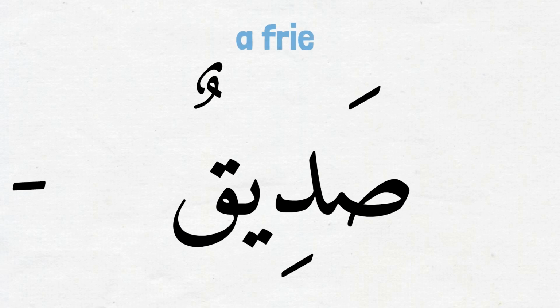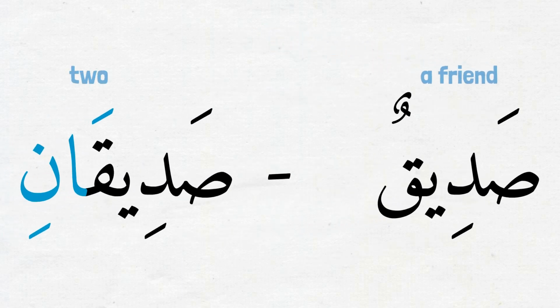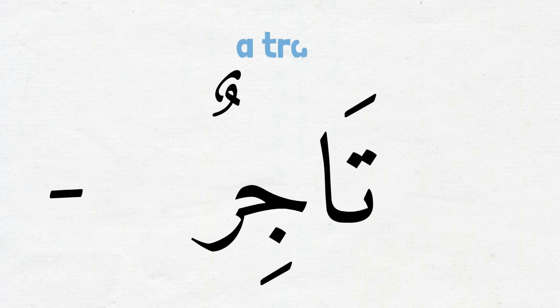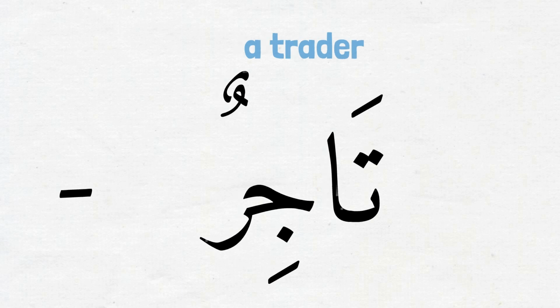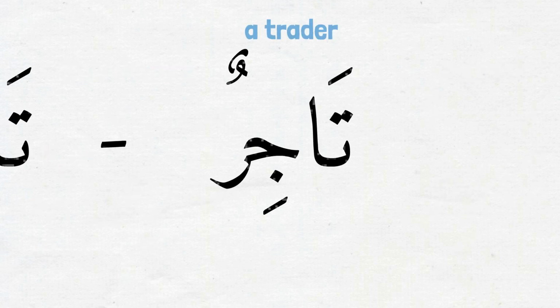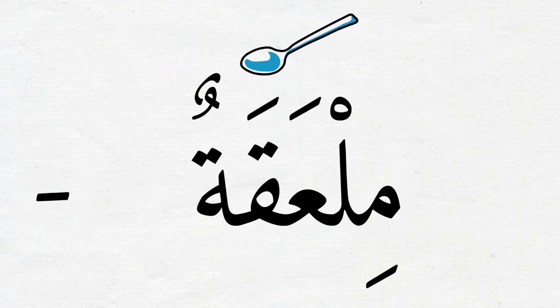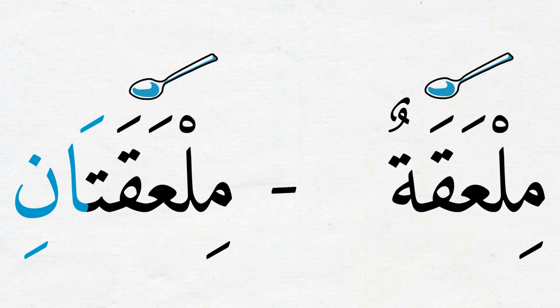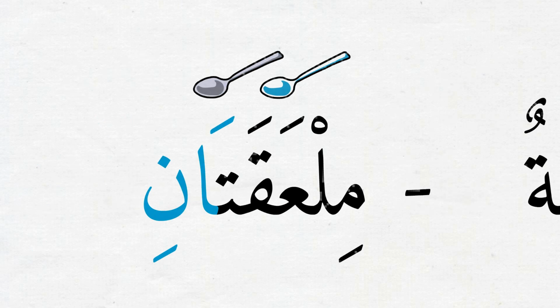Next is sadiqun, a friend. What is its muthanna form? Sadiqani, two friends. Then we have tajirun, a trader. Two traders will be tajirani. Mil'aqatun, a spoon. Two spoons is mil'aqatani. Again, mil'aqatun is a spoon and mil'aqatani is two spoons.